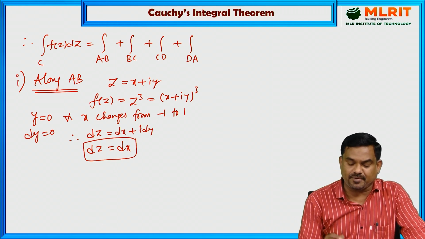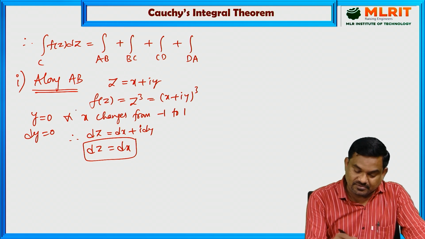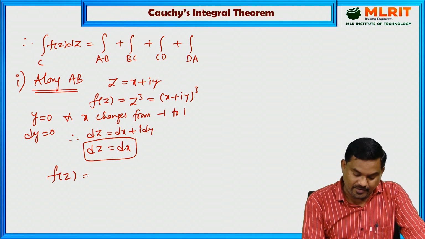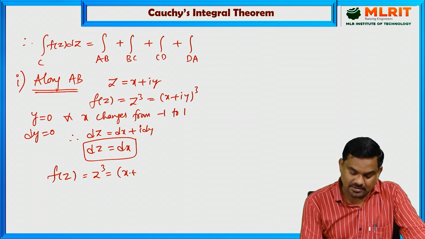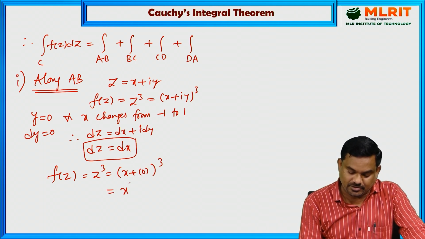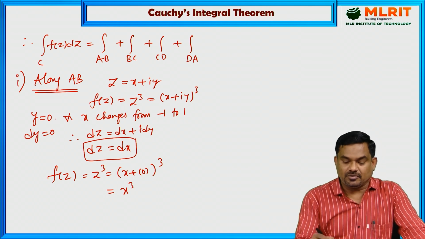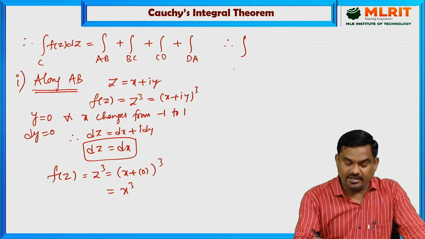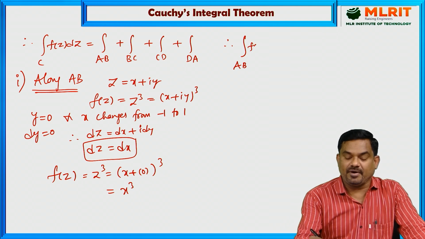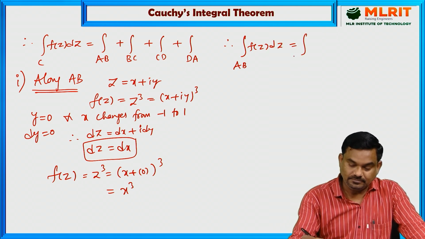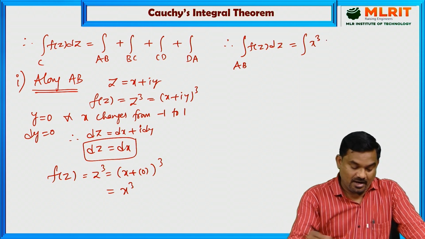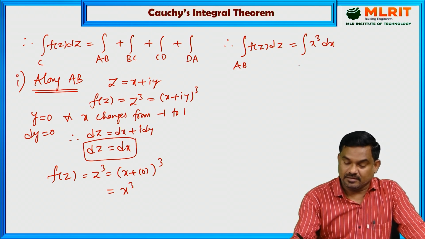And x changes from -1 to 1, and since y is 0, f of z will be z cube, which is x plus 0 whole cube, which is x cube. So therefore, the line integral along AB of f of z dz is equal to the integral of x cube, and dz is dx, with x from -1 to +1.